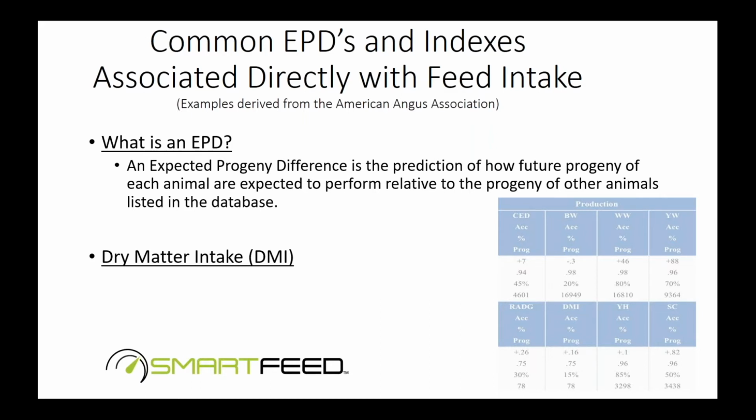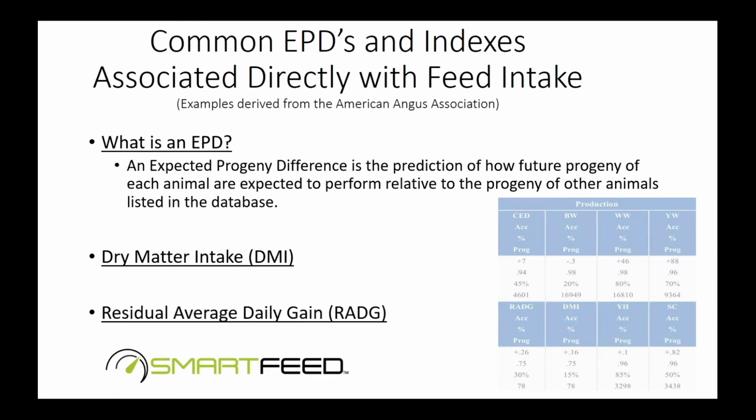Starting us off here on our list of EPDs directly influenced or derived from actual feed intake data, we have dry matter intake, or DMI. DMI is expressed as the difference in pounds of dry matter consumed on a daily basis and is a predictor of the ability for each animal to transmit this difference in feed intake to its progeny, specifically during the post-weaning phase of production.